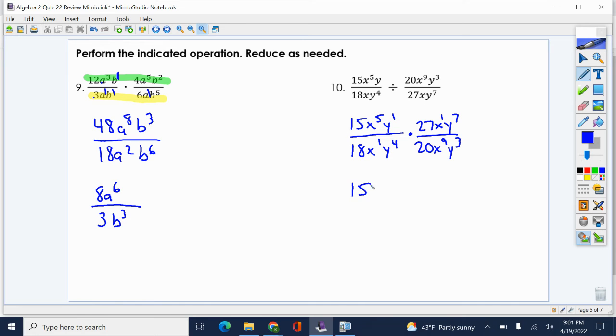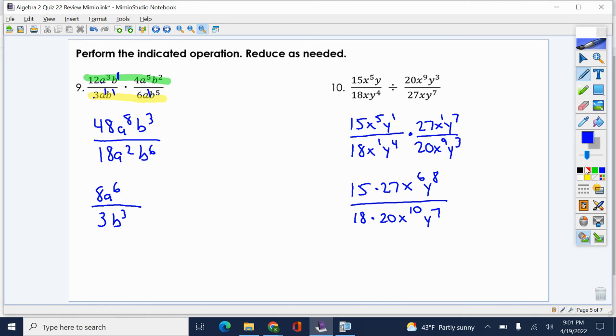I'm going to have 15 times 27, x to the 5, x to the 1 makes x to the 6, y to the 1, y to the 7 makes y to the 8. Underneath, 18 times 20 again. I'm choosing not to put those together. X to the 1, x to the 9 makes x to the 10. 4, 3, y to the 7.